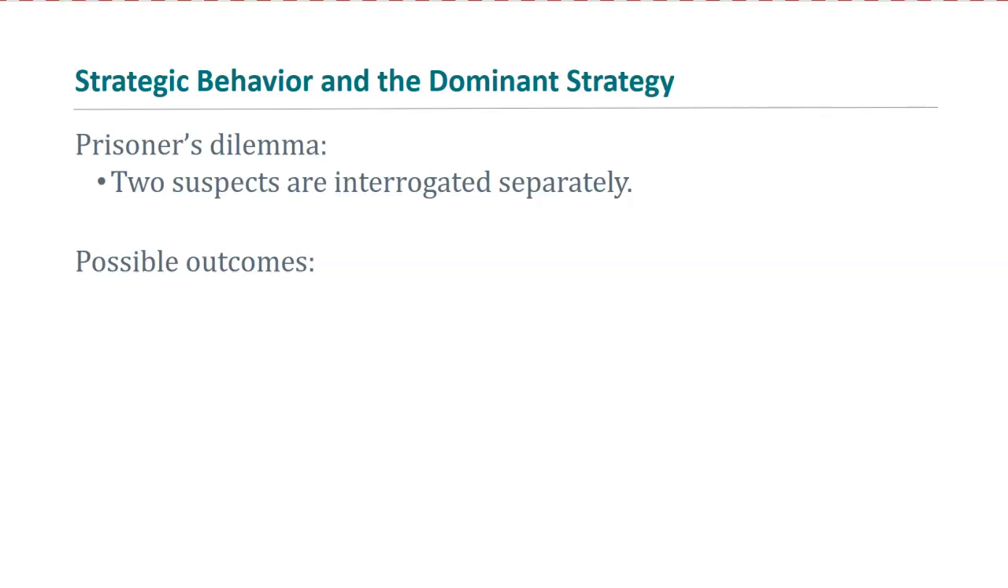You have two suspects who are being interrogated separately, and each has the option either to testify or to keep quiet. So they're in two separate rooms. No one knows what the other is going to do. You're having to decide, should I talk or should I keep quiet, without knowing what your partner in crime is doing in the other room. But you do know that you each have the same options. You know that the cops are going to ask your buddy to testify or keep quiet as well.